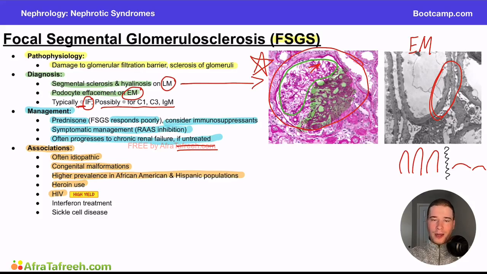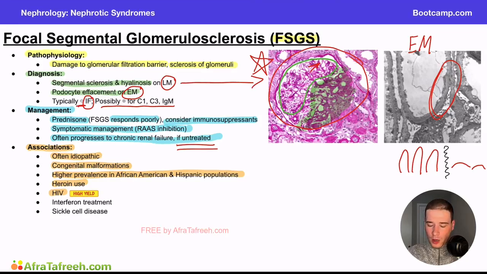I put a high yield by this one simply from an experience perspective. I've seen that this is one of the more commonly tested associations, so much so that it's important to have a way to make this association with a patient. And the way to do this is just to remember a little rhyme in your head that says FSG, HIV. FSG, HIV.